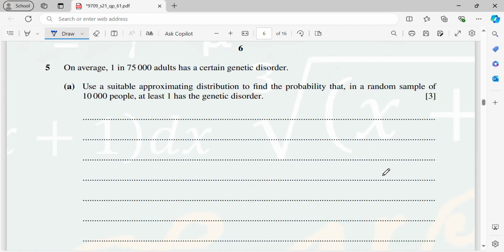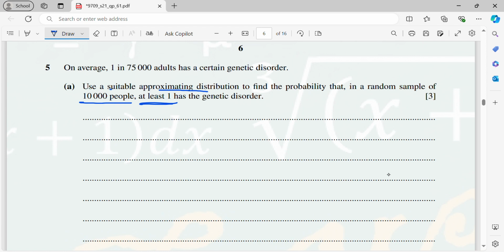Okay, question 5a. On average, 1 in 75,000 adults has a certain genetic disorder. A. Use a suitable approximating distribution to find the probability that in a random sample of 10,000 people, at least one has the genetic disorder.